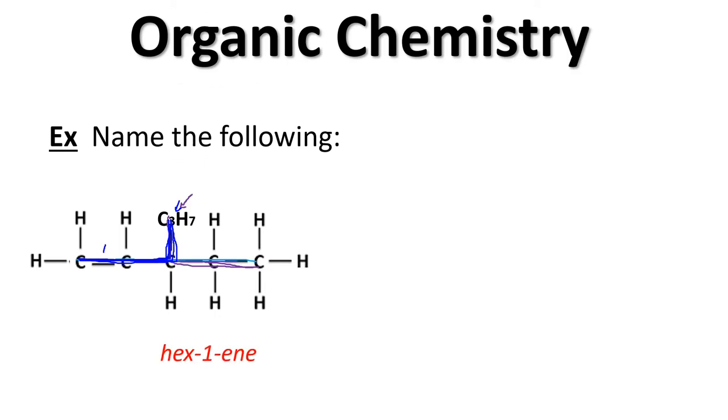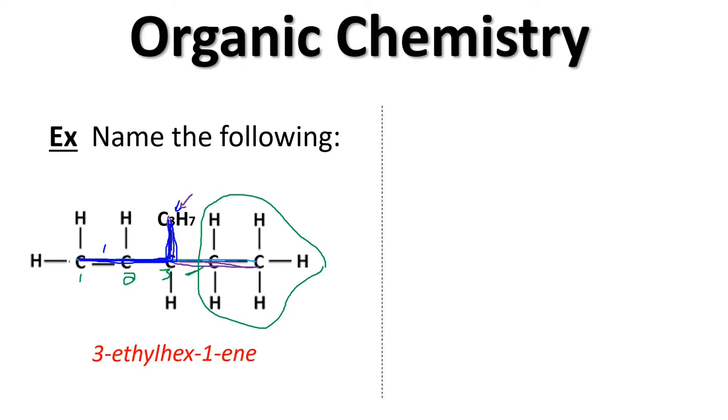Now, what's left over here? Well, we've got 2 carbons and 5 hydrogens. That makes an ethyl group. What carbon is it on? Let's see, 1, 2, and 3. So this chain is on the third carbon here. We're talking about a 3-ethyl hex-1-ene.